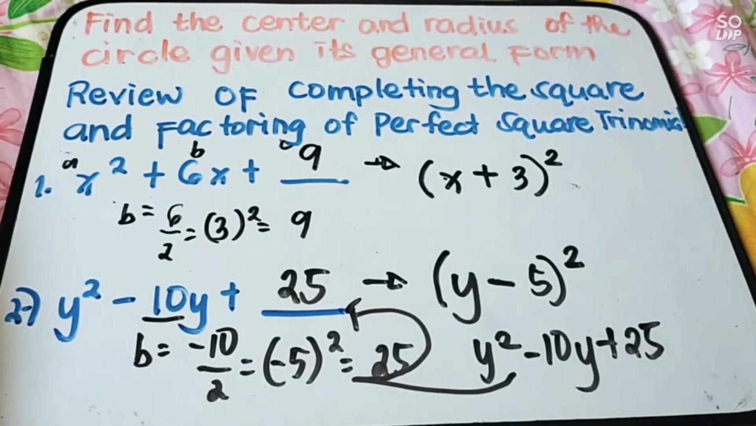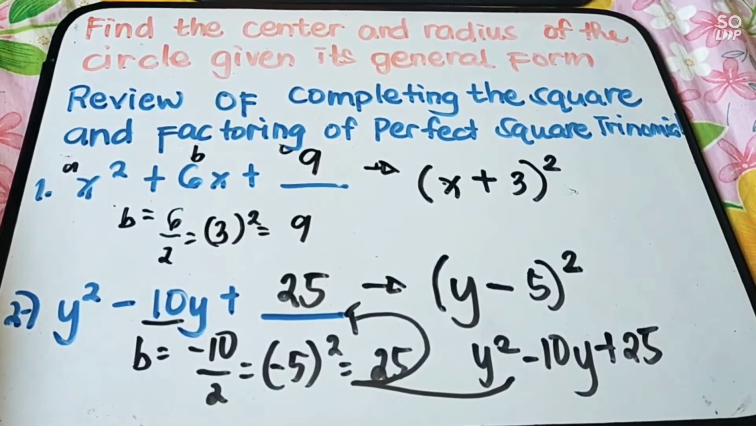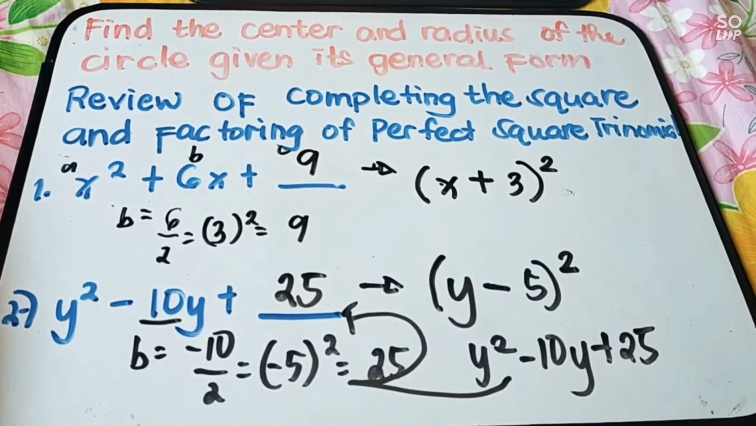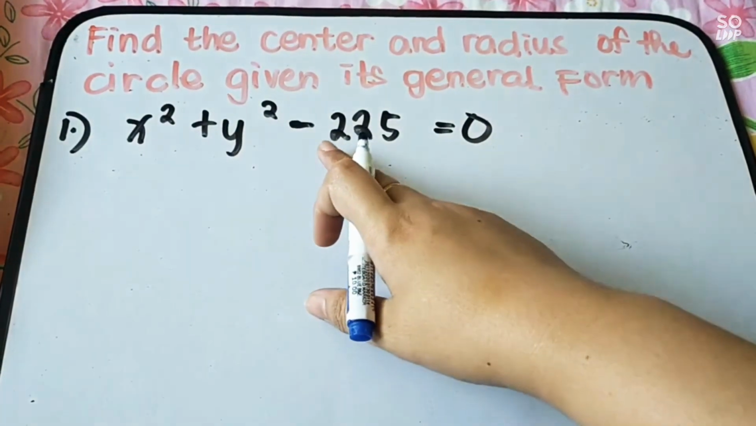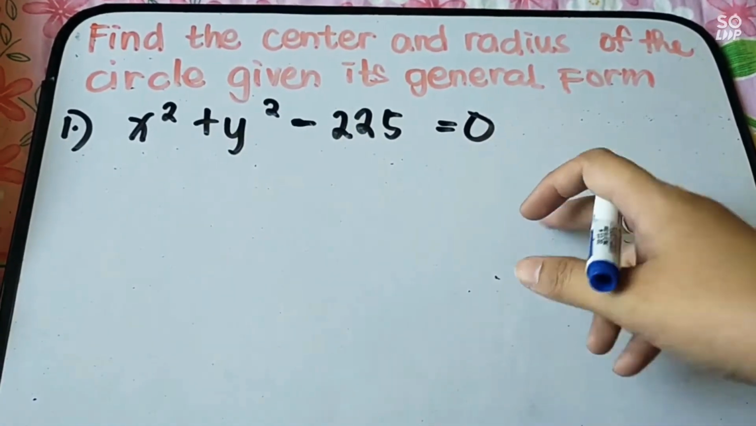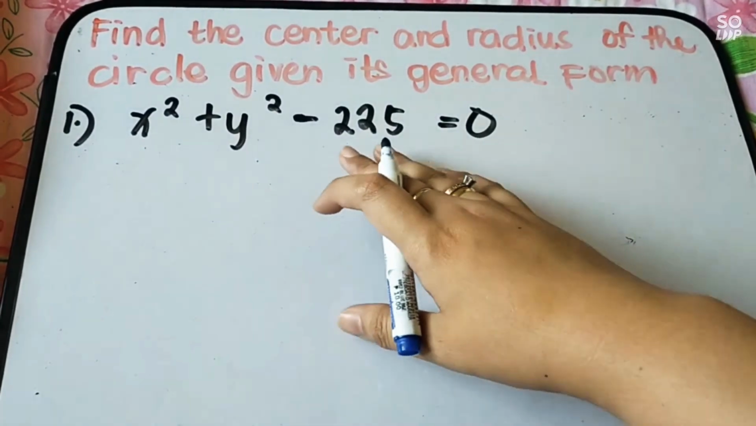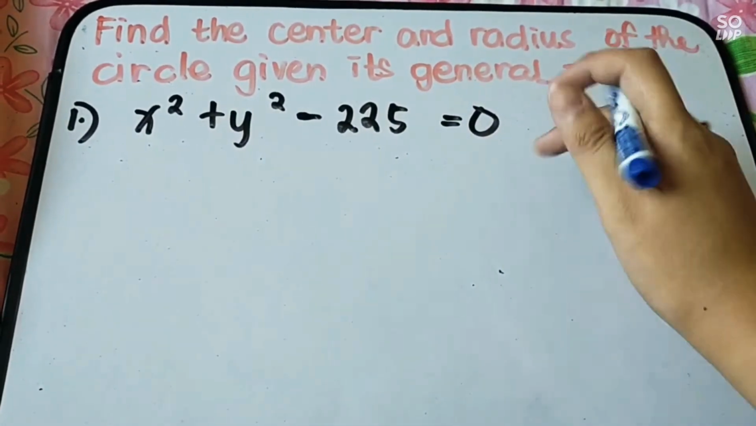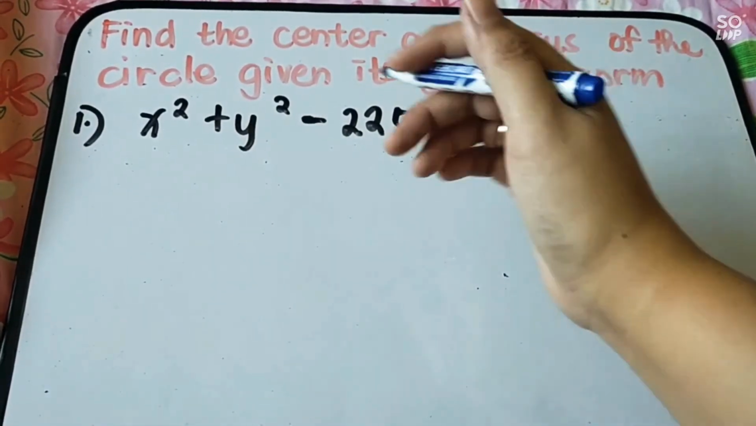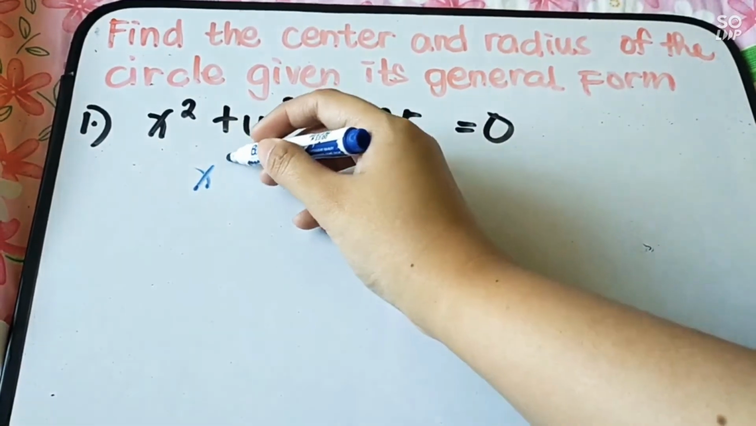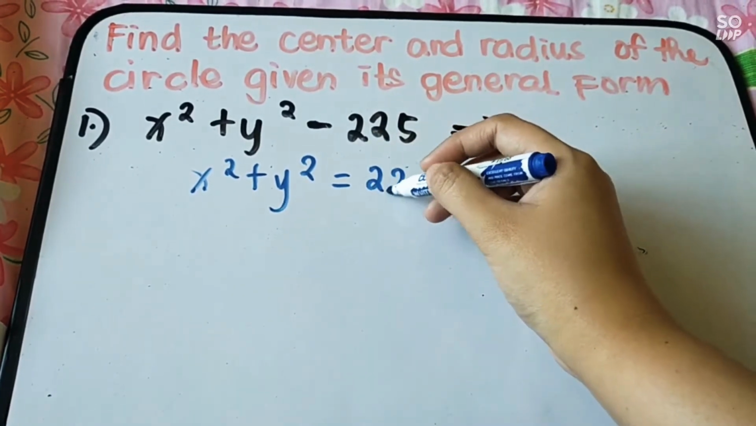So, now, we can go on to find the center and radius of the circle given its general form. Let's have the first example. Given x squared plus y squared minus 225 equals 0. It is in the general form. So, how will you find this one? Now, this constant, move it to the other side. That is what you should always do first. The constant term, the one without a variable, move it to the other side. So, this one, just copy. We have x squared plus y squared is equal to, since negative becomes positive, 225.